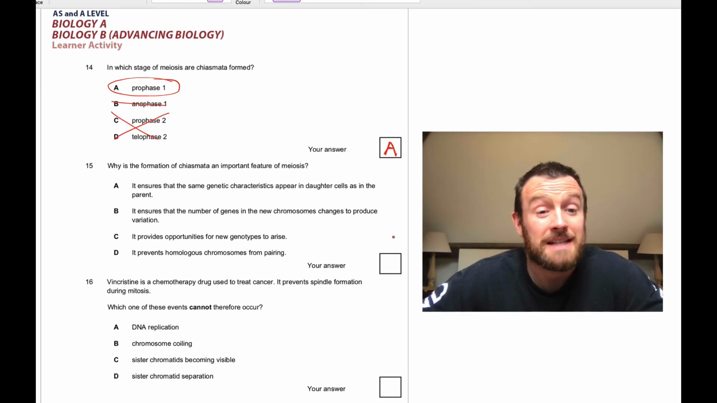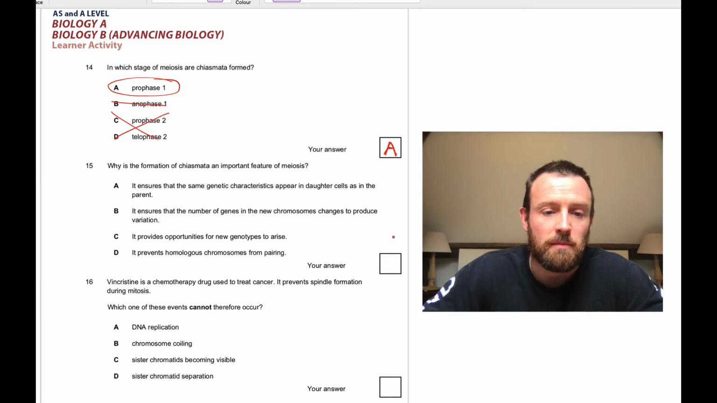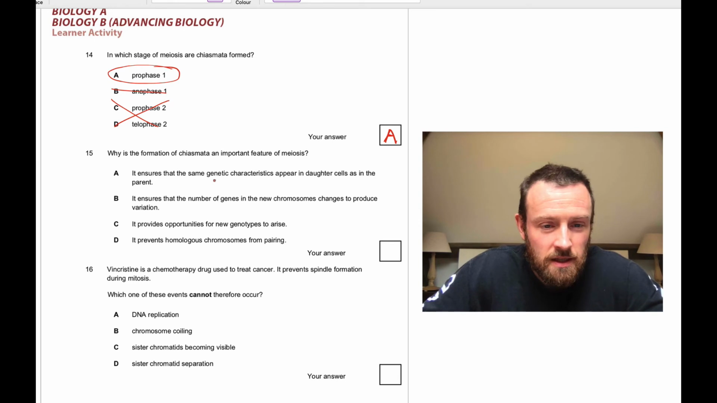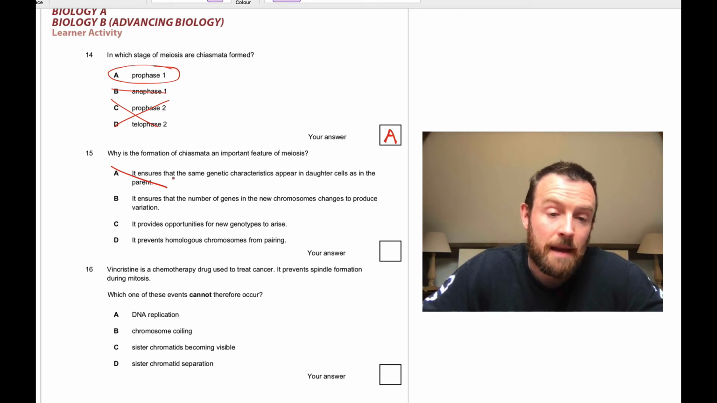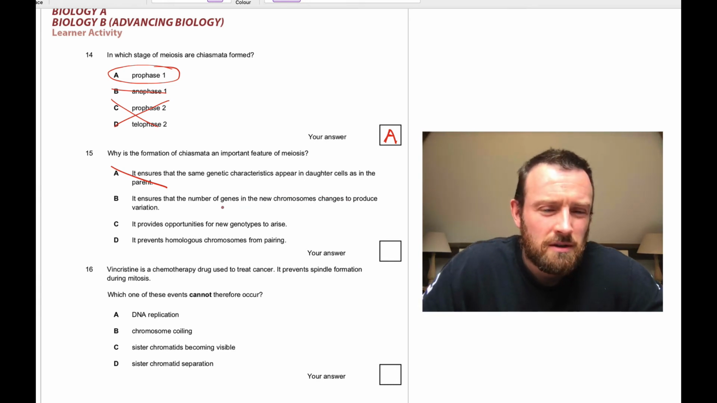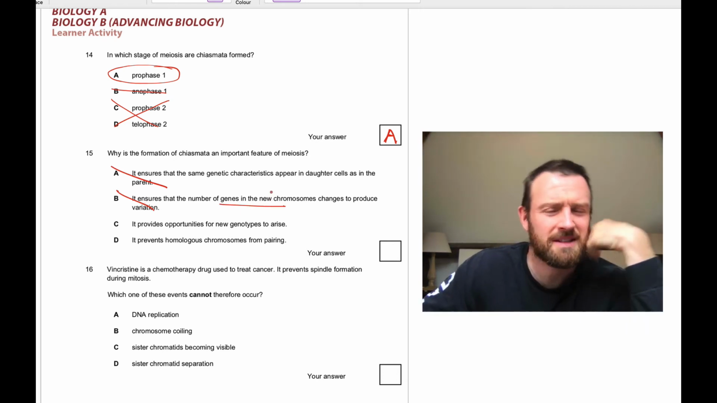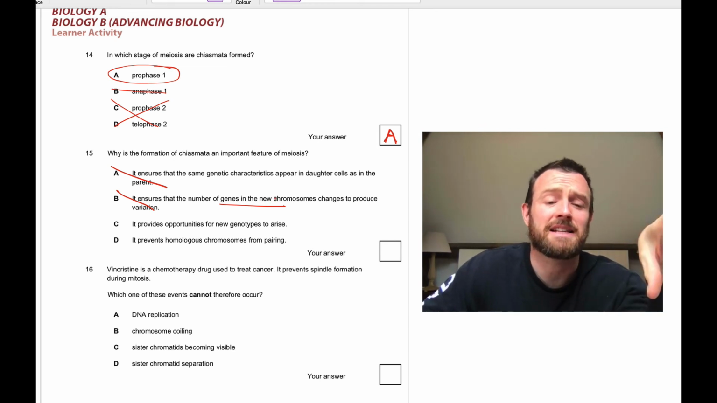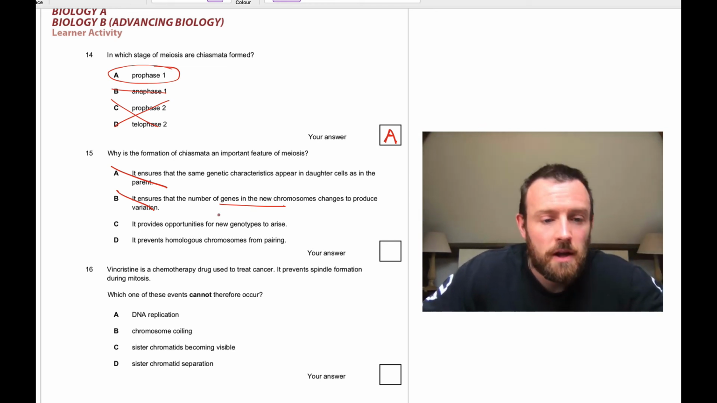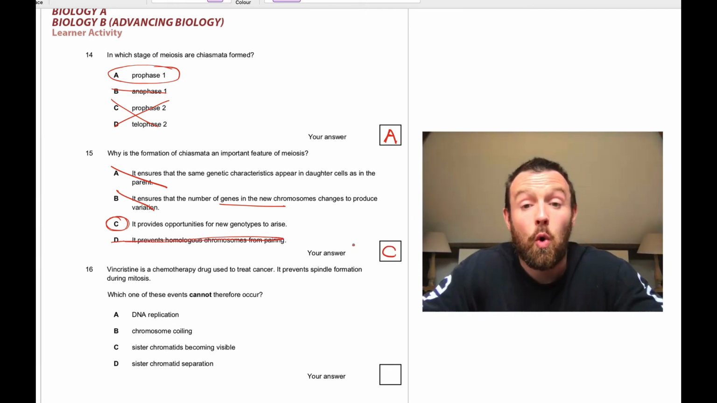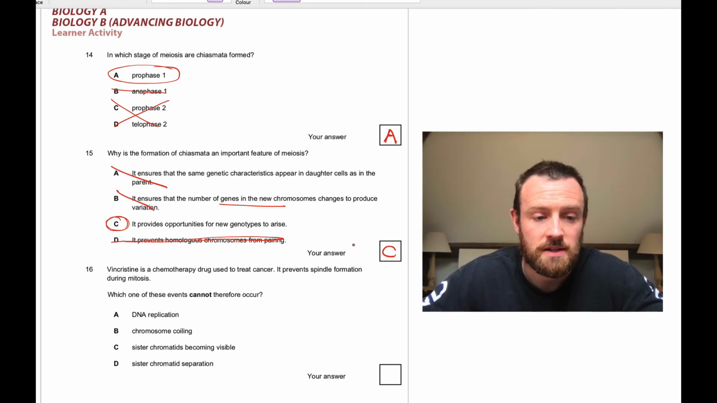Why is the formation of chiasmata an important feature of meiosis? Well, it's all about variation, so which one fits with that? It ensures that the same genetic characteristics appear in daughter cells. No, because meiosis generates varied gametes, and they're not the same as the parent cell. It ensures that the number of genes in the new chromosome changes. No, that's not right. It should keep the same number of genes in the chromosome. It might change the alleles for those genes, though. It provides opportunities for new genotypes to arise. That is the one. Prevents, no, it definitely doesn't do that. In fact, it is the thing that pairs them up. So 15C. It causes more variability, more genotypes to arise.